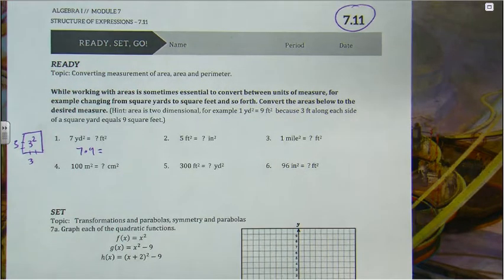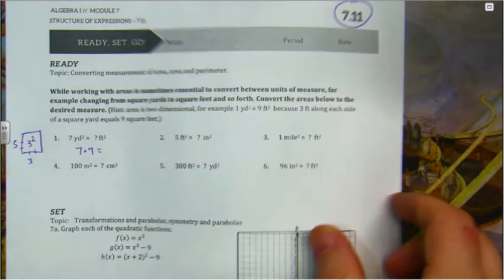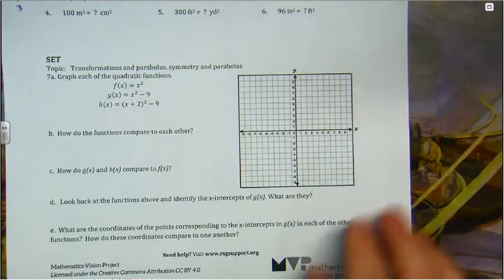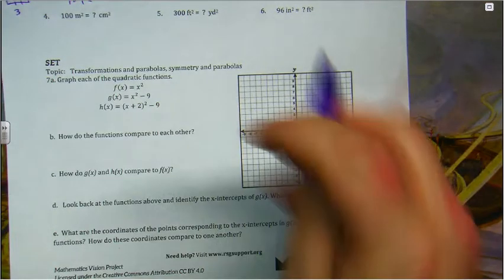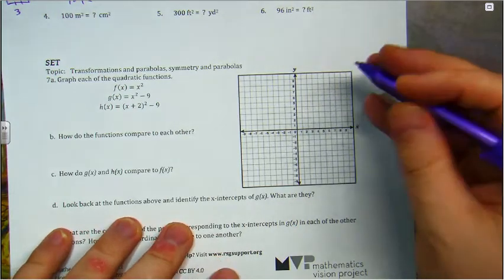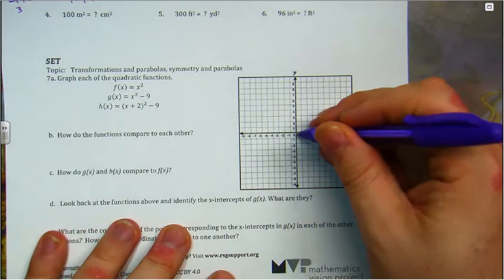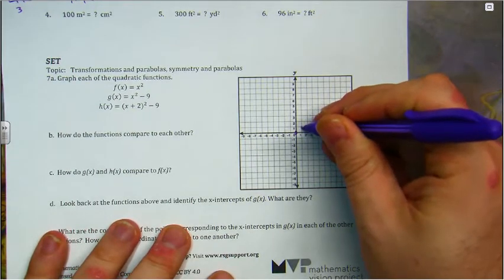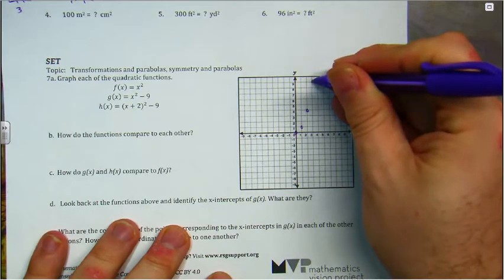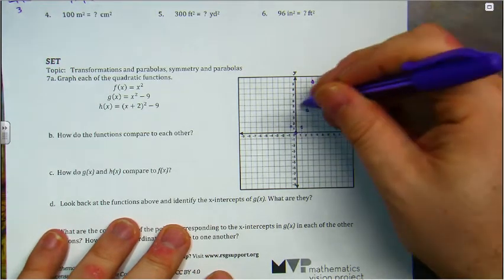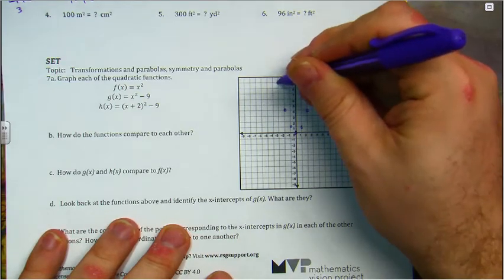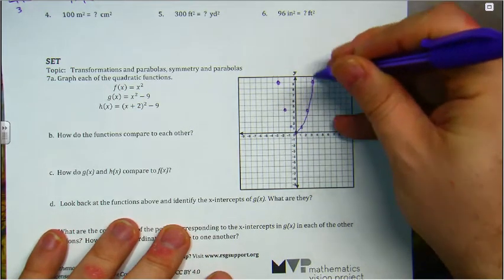All right. The next section is transformations and parabolas, symmetry and parabolas. So we're going to graph each of the quadratic functions. f of x is x squared. This is going to be our parent graph. So x squared, 2 is 4, 3 is 9, and then it reflects. And that is our f of x.